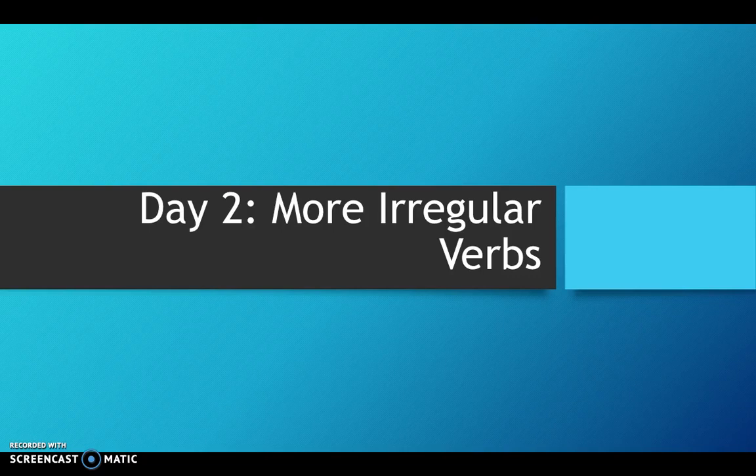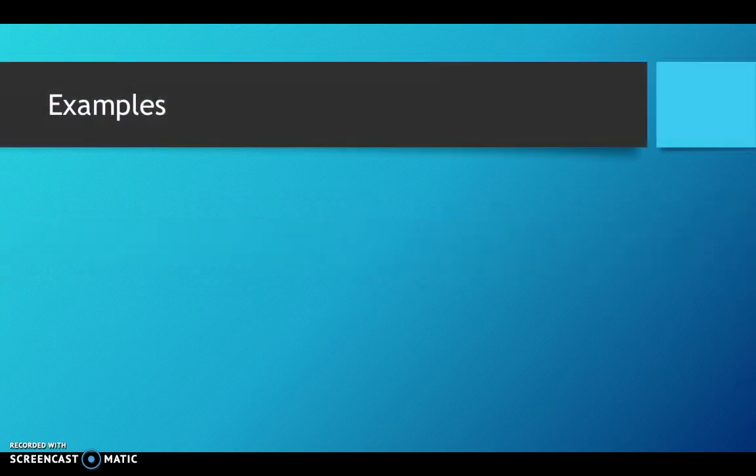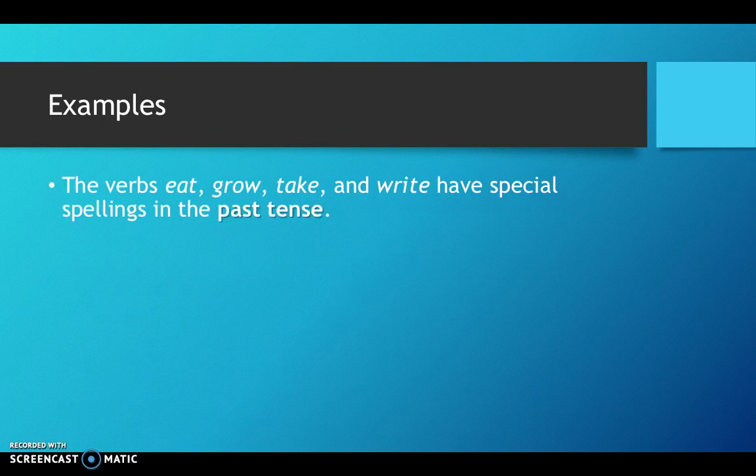Here we are with day 2 of more irregular verbs. This is going to be just like yesterday's lesson. Yesterday we talked about some verbs that changed in the past tense and with have, has, or had. Today we're going to talk about even more verbs.